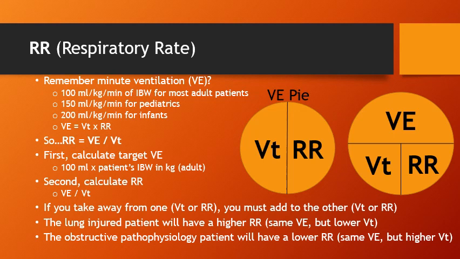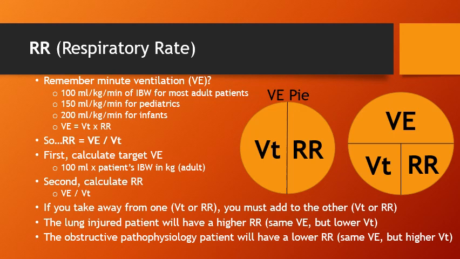Okay, so what we can do with this is rearrange that equation, minute ventilation equals tidal volume times respiratory rate. If we rearrange that, we can say that respiratory rate is going to equal minute ventilation divided by our tidal volume.